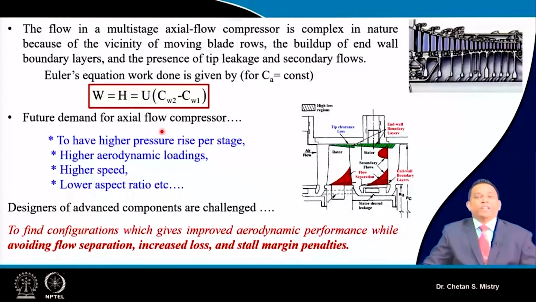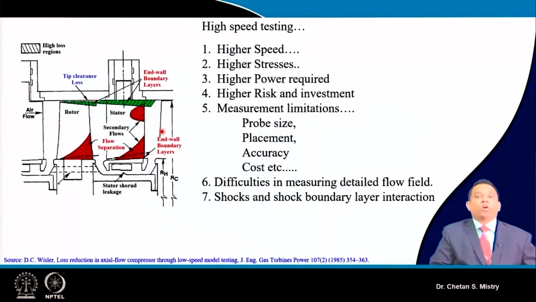It is very challenging, because when we go with such expectations, we will have difficulties in terms of flow separation, a rise in losses, meaning loss of efficiency, and a stall margin penalty. So this is what we are looking for in terms of improvement. Now, this kind of expectation is different from what existing compressors have. So let's look at what this means.